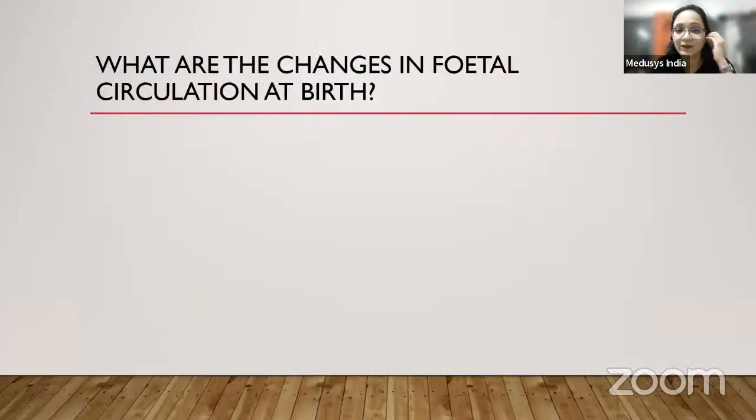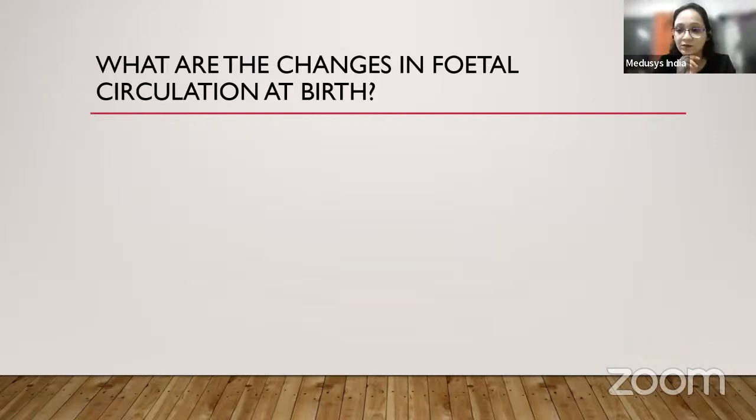The next crucial question is, what are the changes in fetal circulation at birth? Dr. Deepak, can you answer this question? Yeah, sure, ma'am. At birth, when the baby takes the first cry, a negative pressure is generated, and around 80 ml of air is taken inside the lungs. That causes the pulmonary vascular resistance to decrease, and that causes the blood flow from the right ventricle through the pulmonary artery to the lungs.